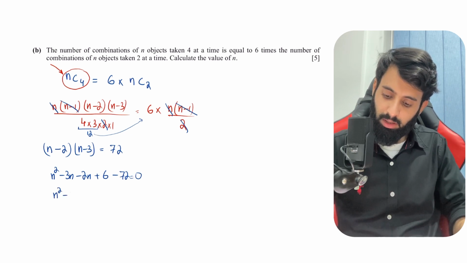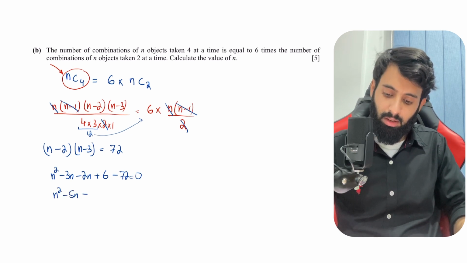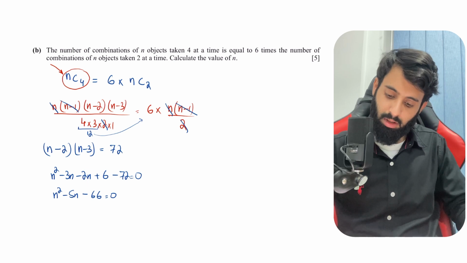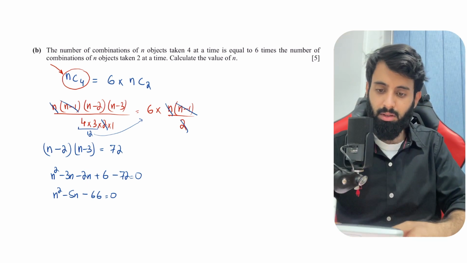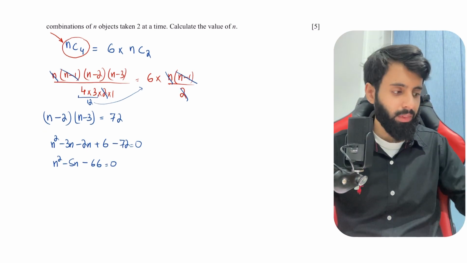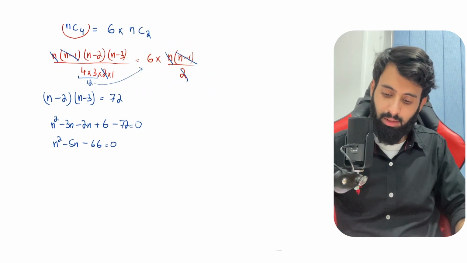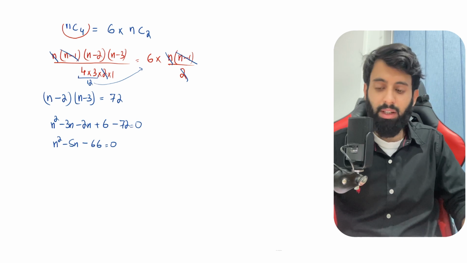So now we're looking at n squared minus 5n. 6 minus 72 is 66? No, it can't be 66. No, wait, it is, 6 minus 72 is minus 66. Okay, so now we're looking for factors of minus 66 that add up to minus 5.